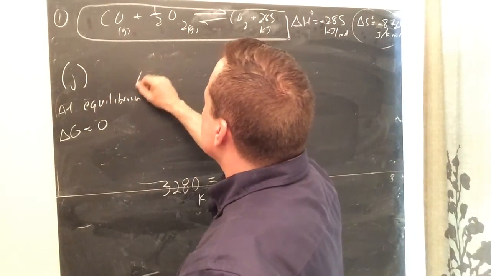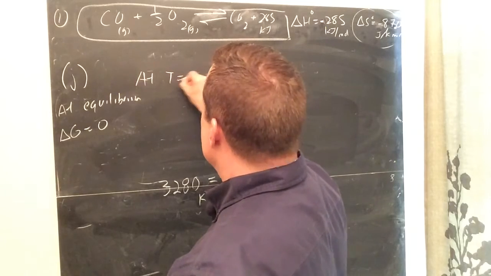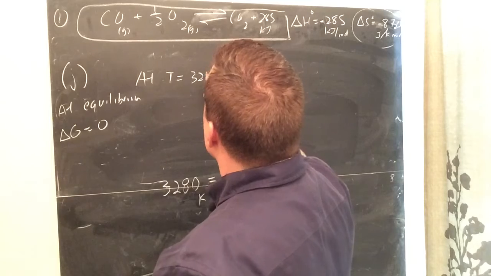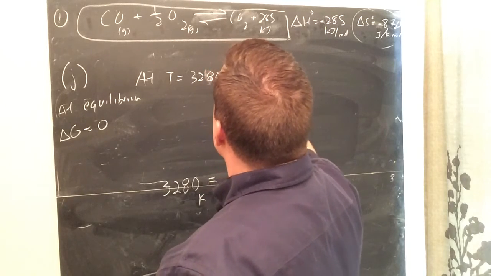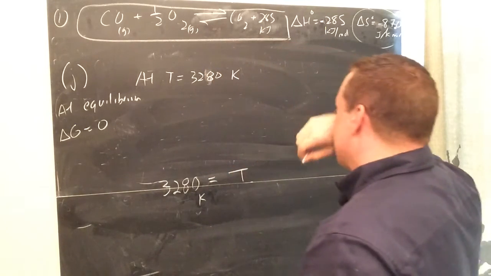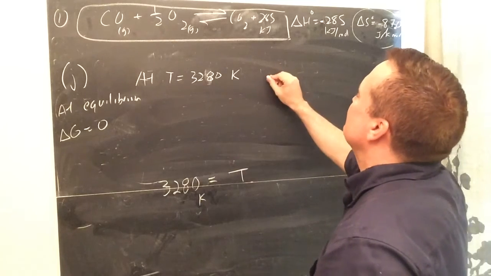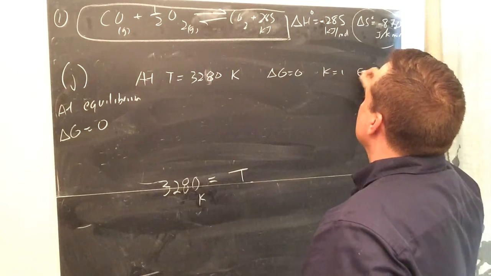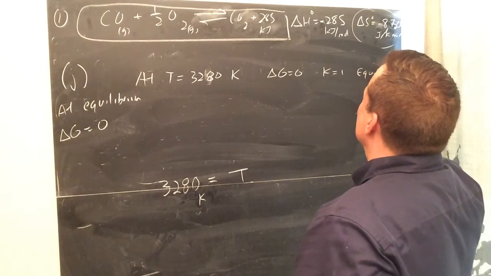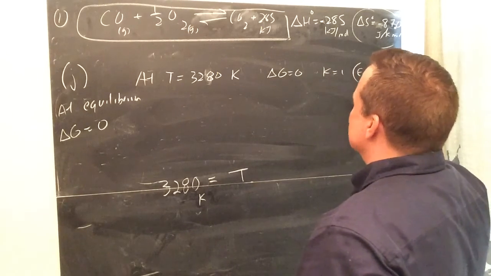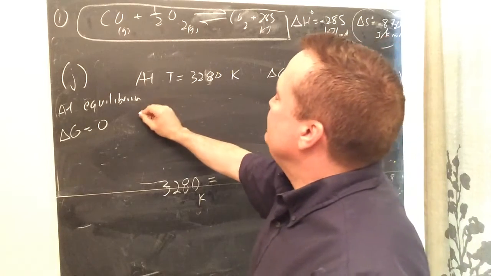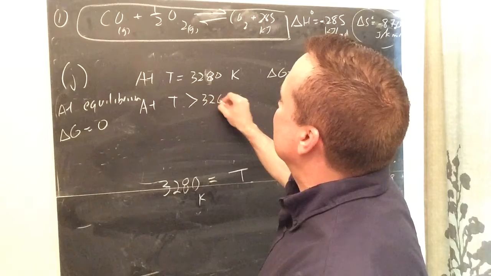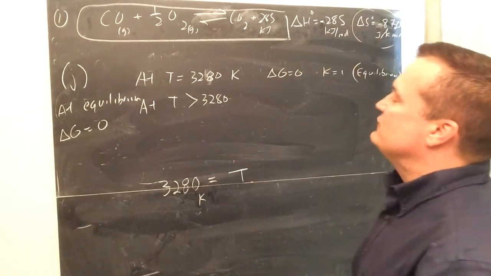All right. At temperature equal to 3280. I'm having a problem with my 8. Okay, yep, 80. My chart's going down. When the temperature equals 3280, delta G equals 0 and K equals 1. It's at equilibrium. Okay, if you wanted to say that, you could. Okay, at temperature greater than 3280, what's going to happen if you're more than that?